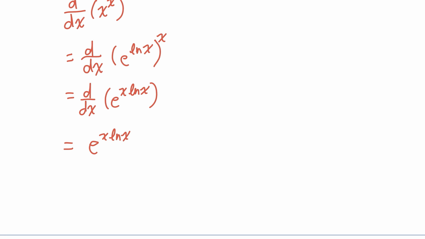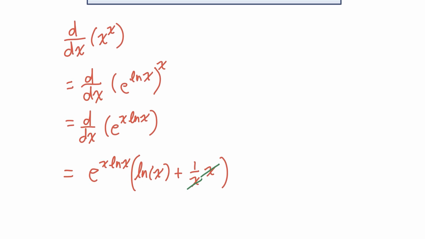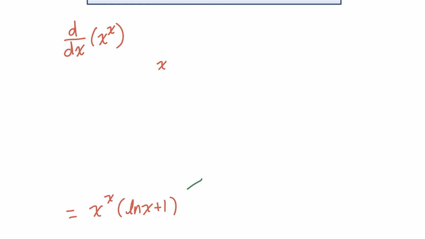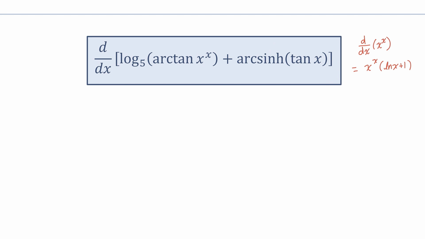The derivative of x is 1. That would get multiplied by ln x, plus the derivative of ln x is 1 over x, and that would get multiplied by x. Now these x's would cancel, and this e to the power of x ln x, I can rewrite that back as just x to the power of x. So the derivative equals x to the power of x times (ln x plus 1). Let me move this off to the side, because we will need that at some point.